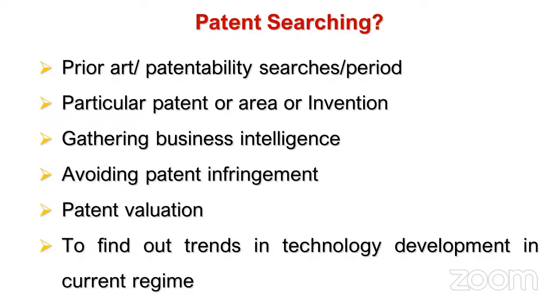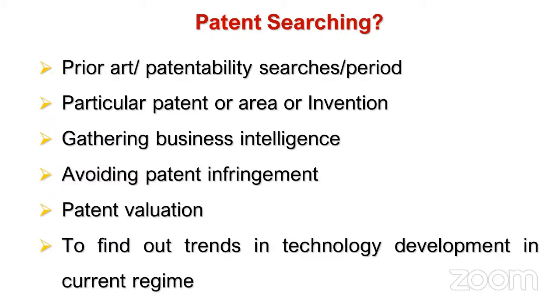Next is the particular patent, or the area or invention, in what area we have to work. For example, the period is also very important. As you know, in the corona period, the Serum Institute worked on Covishield, and Bharat Biotech also worked on Covaxin, because they thought about that particular area, because at that time, how to overcome the problem of the coronavirus. So they invented Covishield and Covaxin.